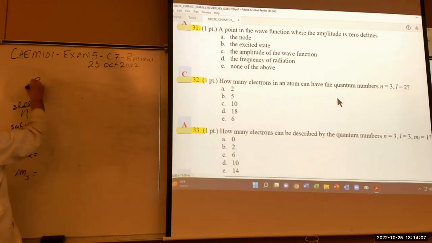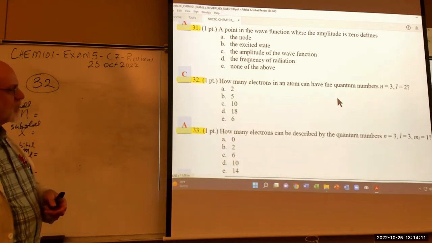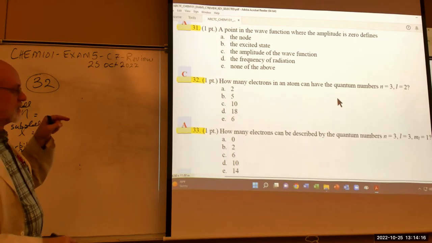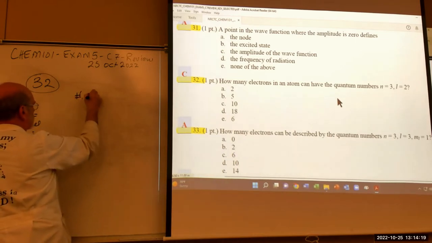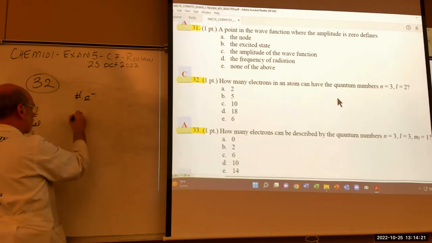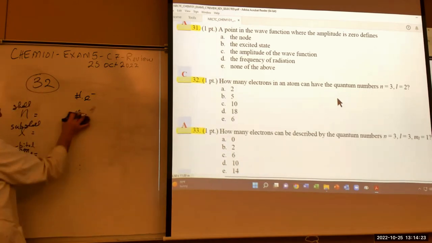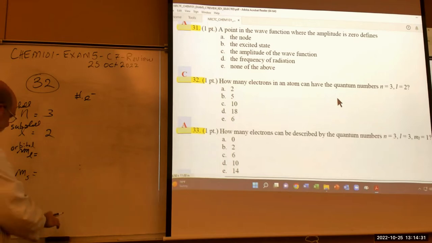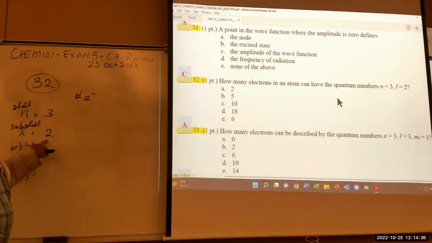32. How many electrons in an atom can have the quantum numbers N equals 3? Well, I already got written over here, N equals 3 and L equals 2. At this point, all you need to say is, is that possible? Yeah. N minus 1, so that's the highest number you can get for L.